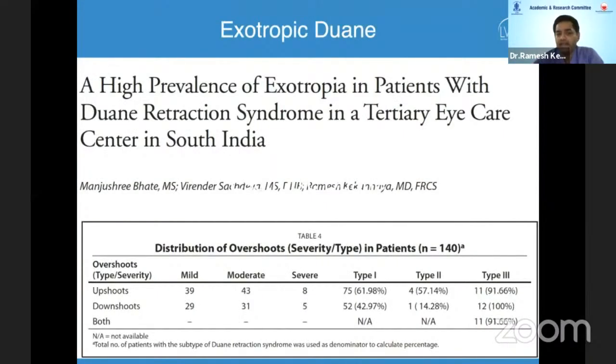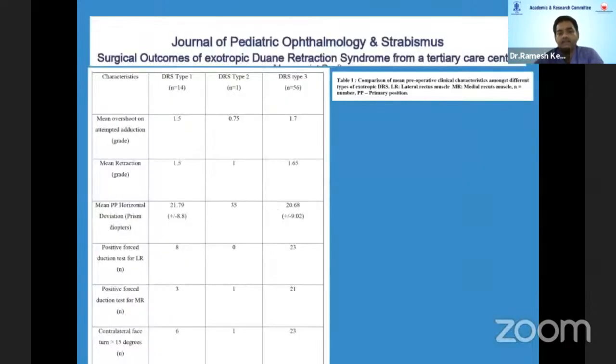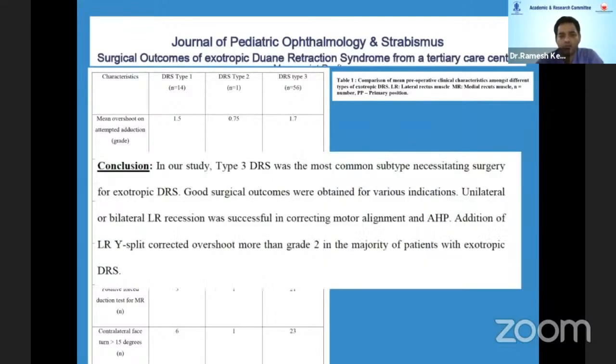Exotropic Duane, again, has a very high prevalence, somehow happening in the last few years. We are seeing type 1, type 2 and type 3. Type 3 is the most common exotropic Duane in this group. Again, we have looked at 70 plus patients of the exotropic type Duane. We did a simple lateral rectus recession, either unilateral or bilateral or asymmetrical in this group. So type 3 is the most common needing surgery for exotropic Duane.